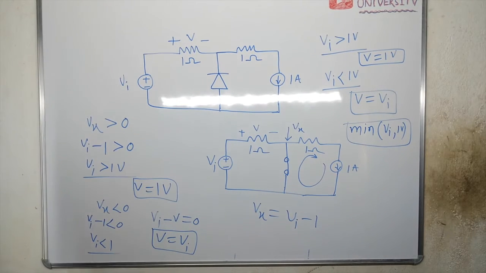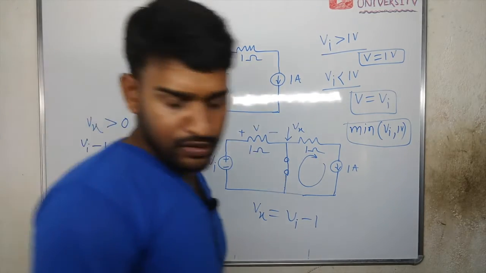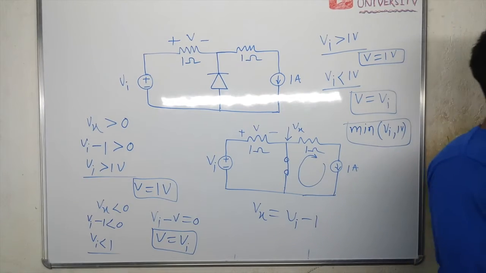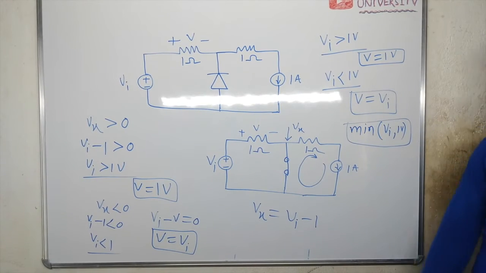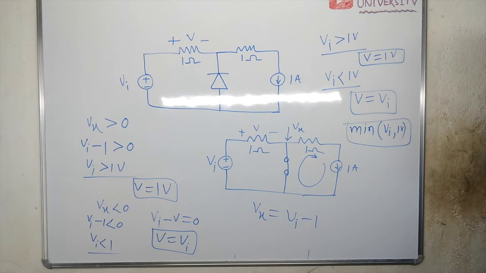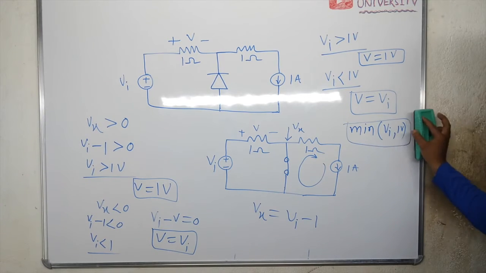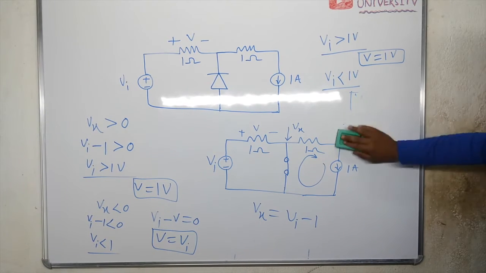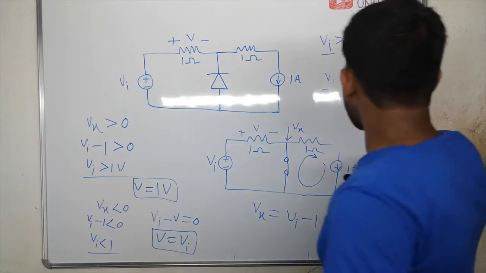Then move to question number 21. First complete this. So always, in this type of question where you will find diodes, you need to first do the open circuit test. So move to the 21st question.